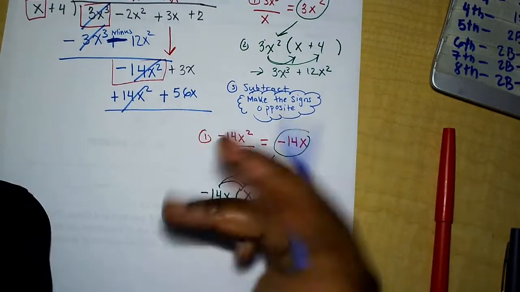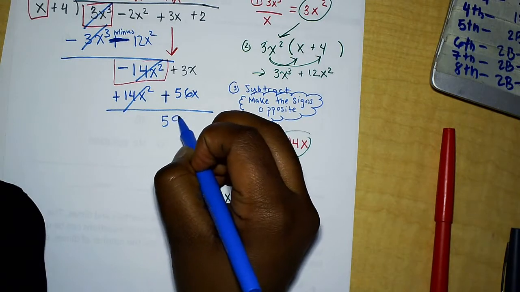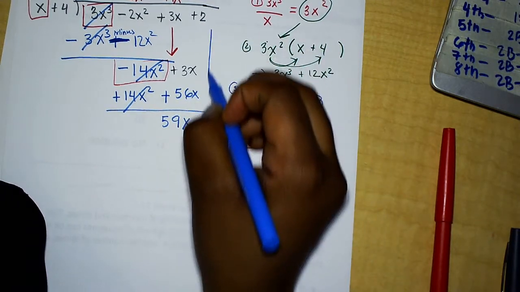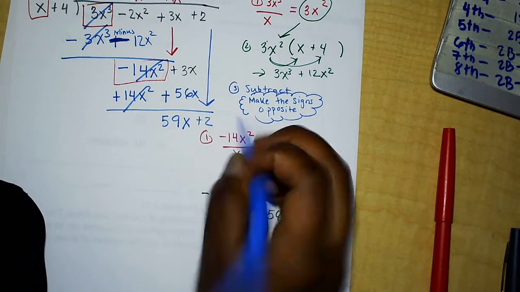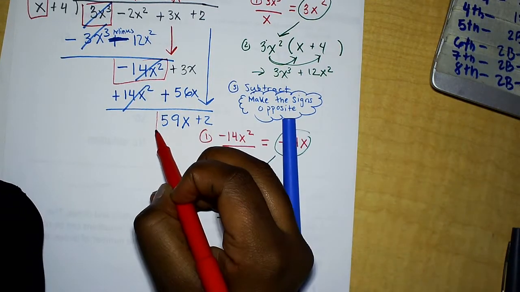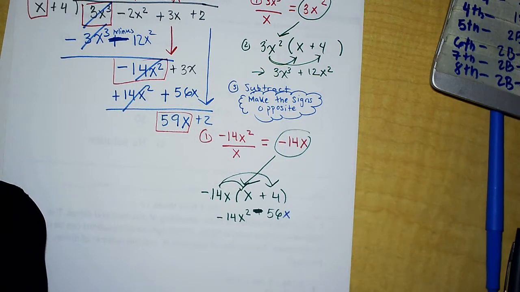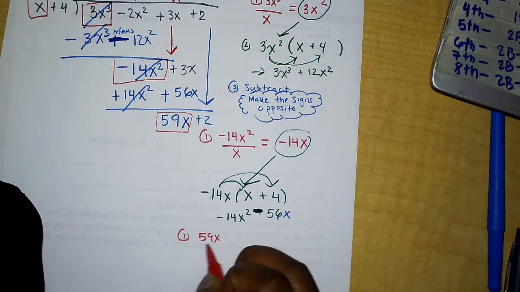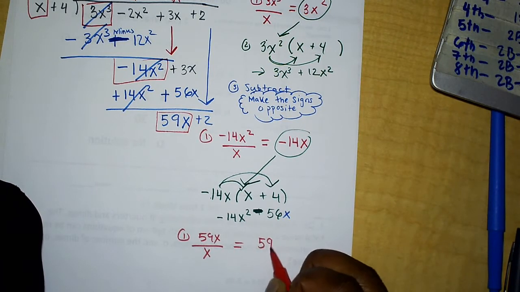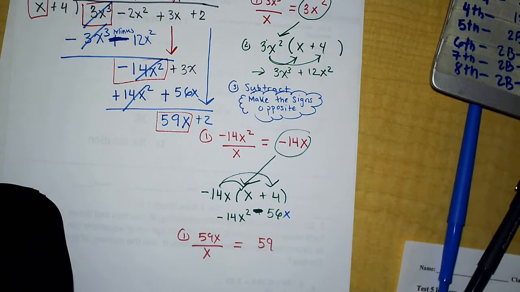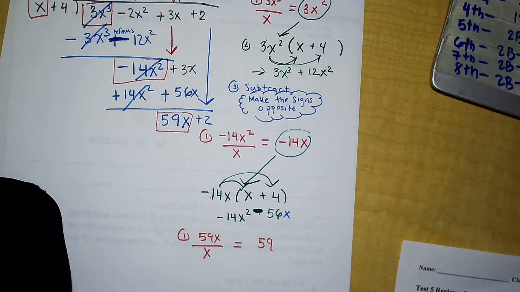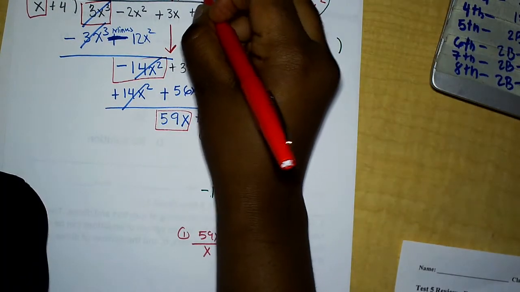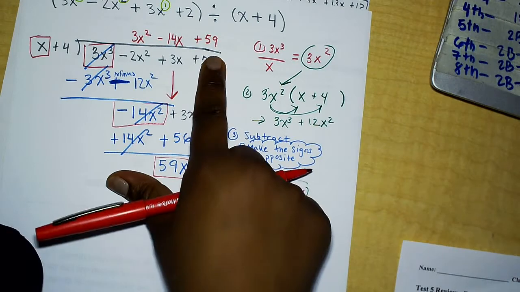This is going to cross out. And now this will be equal to 59x. And we're going to bring down our last term. So plus 2. I'm running out of space. So we're going to have first term by first term. This is going to be 59x over x. This will just be equal to 59. So now we are going to put this 59 at the top. So since it's positive, I'm going to put plus 59. So you see how I put it at the top.